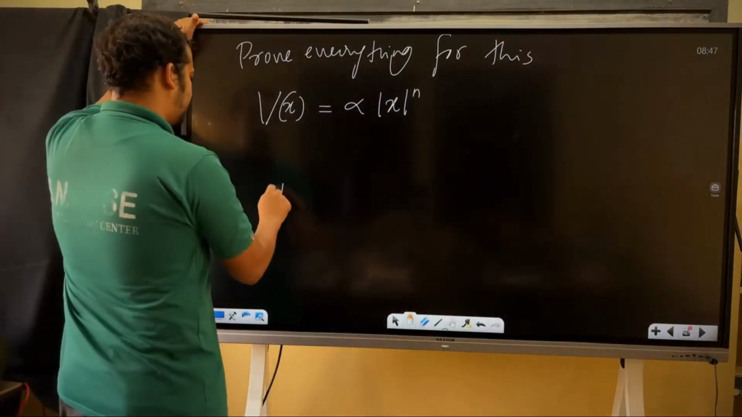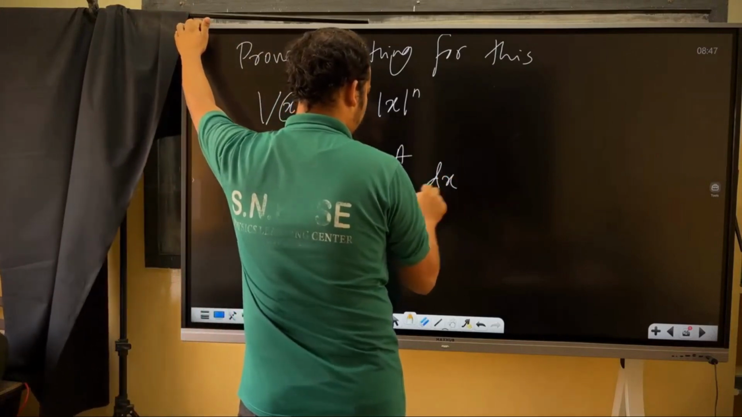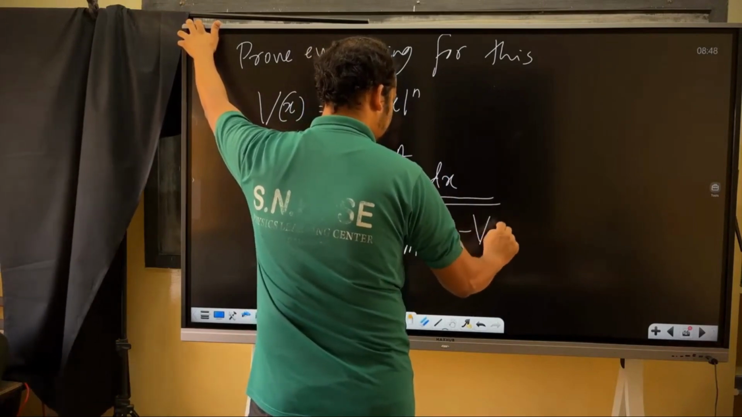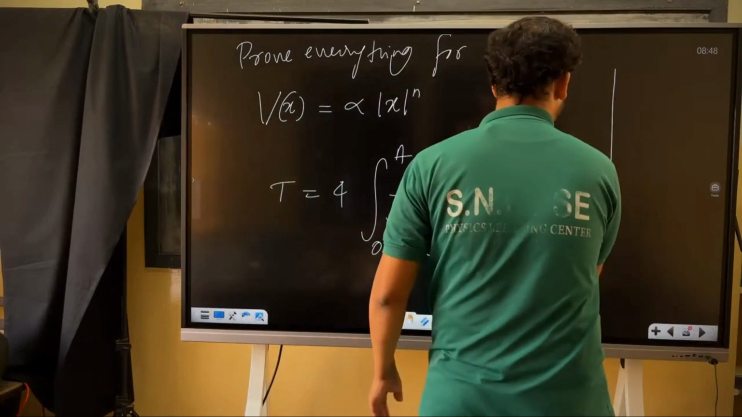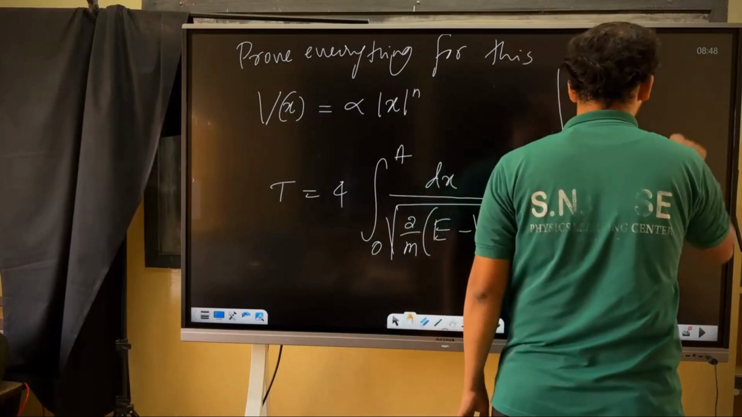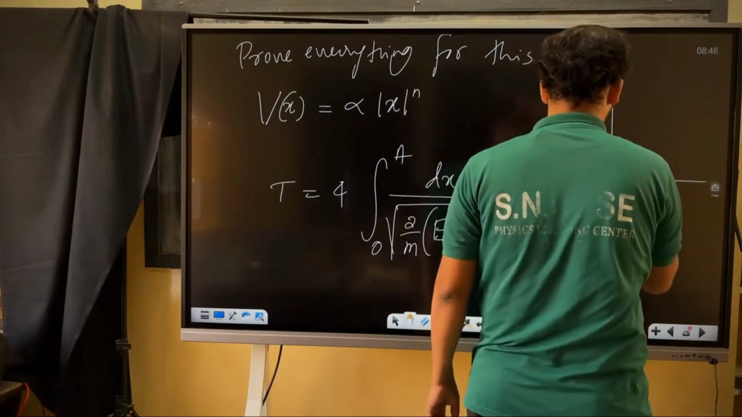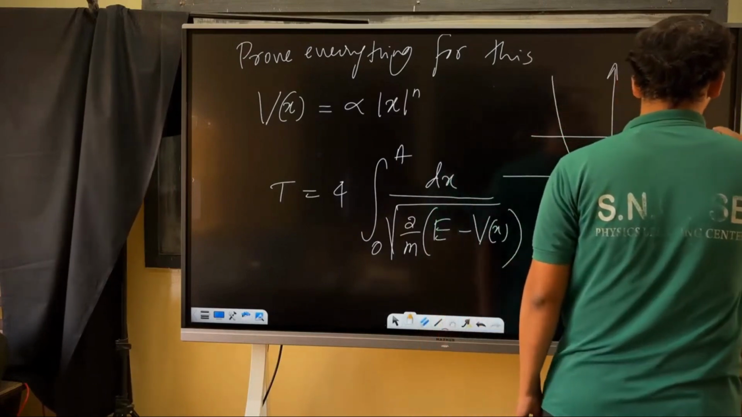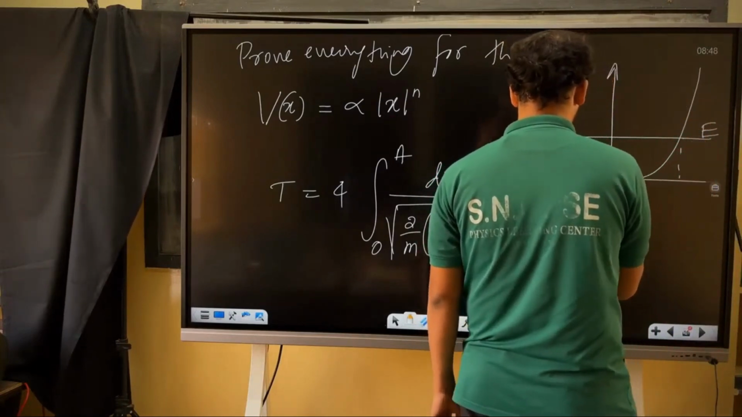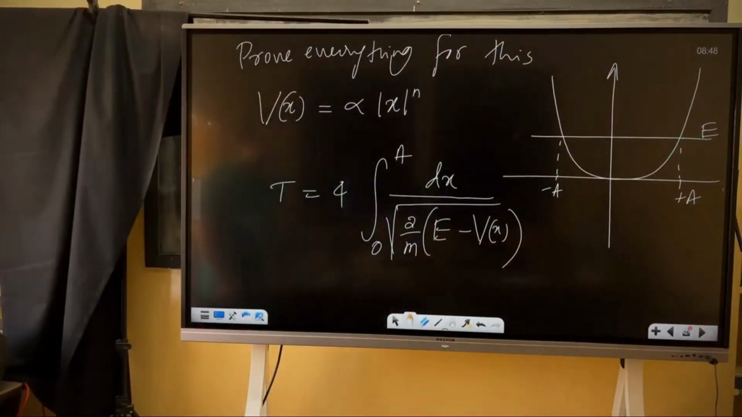What is that? Time period is equal to 4 times integral dx by root of 2 by m, E minus V of x. Okay, so that V of x will be this kind of symmetric bound curve. Roughly, okay, speak up. E is the energy, speak up. These are your amplitude. Minus A, plus A, fine, proceed. You got my point?